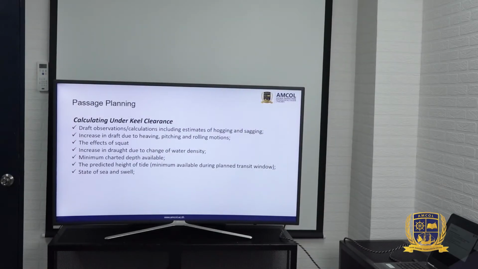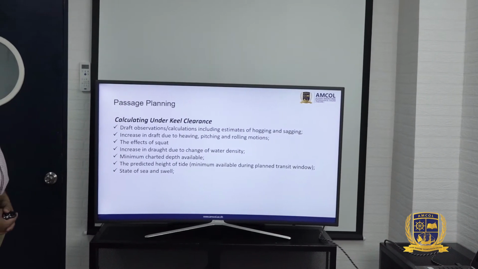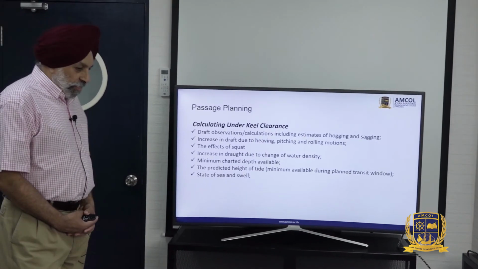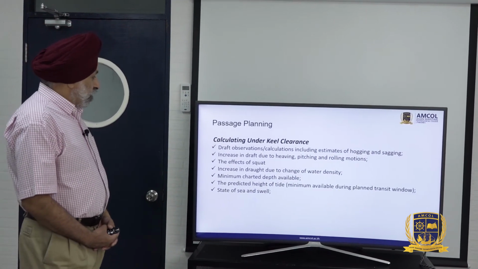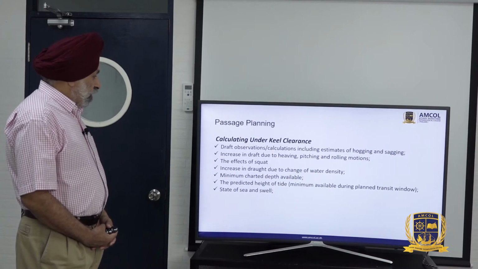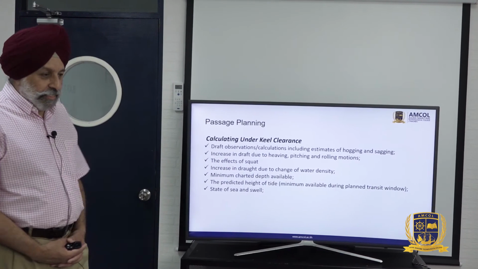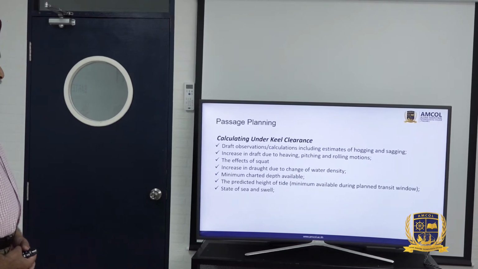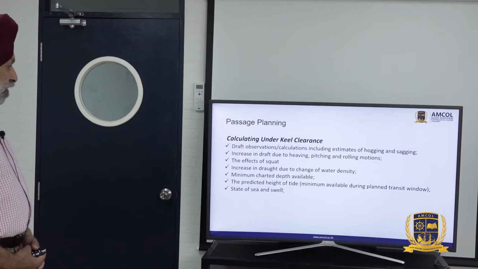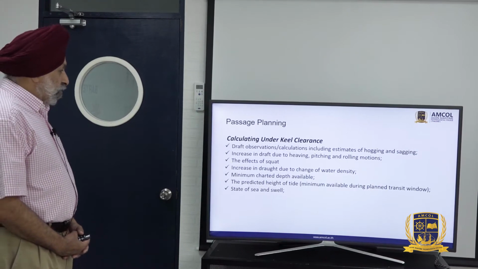Last time we had covered appraisal, about voyage planning, and we had covered part of passage planning. We had stopped at calculating underkeel clearance. So let's revisit underkeel clearance. How do you calculate? The first thing is draft observations.